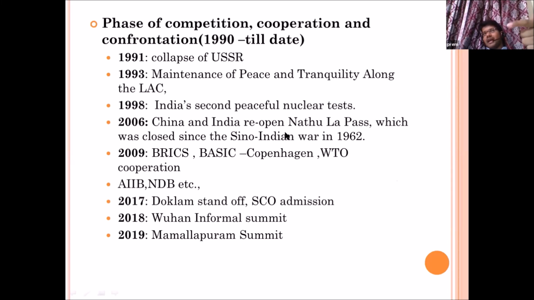Apart from this 1990 Rajiv Gandhi visit, other significant events happened in 1991. One of the important things, if you can guess, Soviet Union collapsed in 1991 and became Russia.